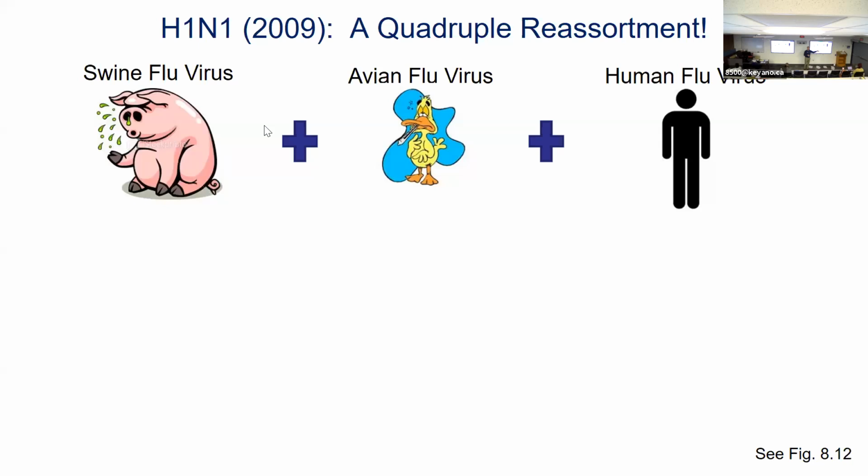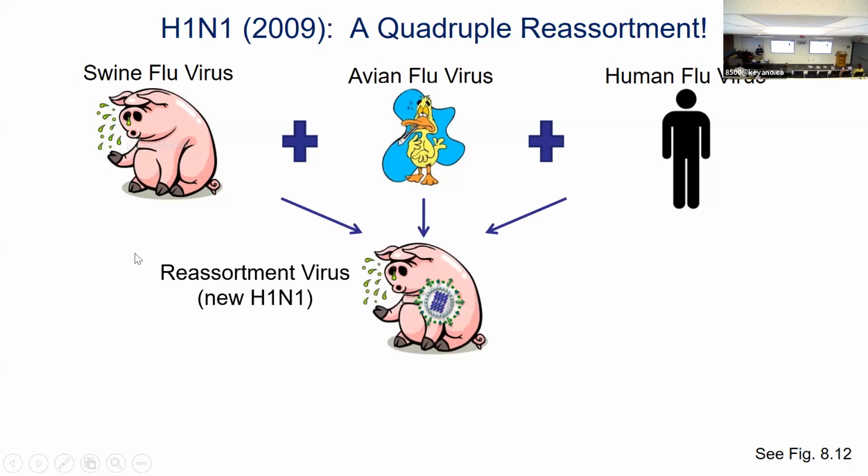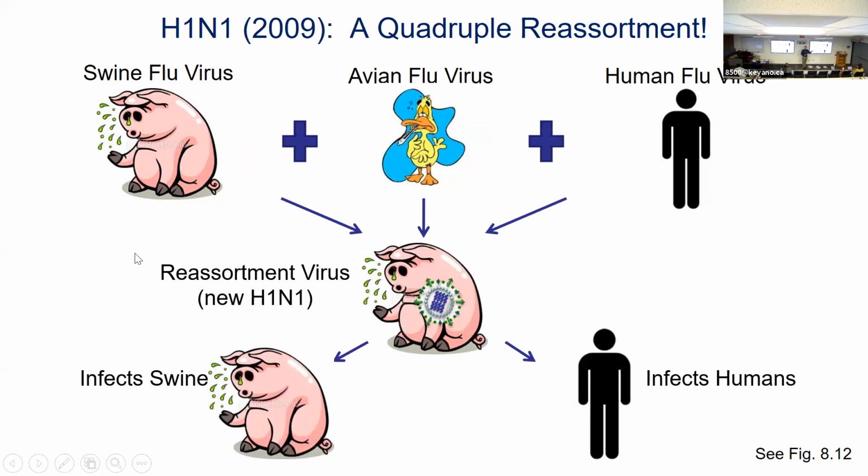This is what it looks like. You've got a swine flu virus, an avian flu virus, and a human flu virus. And this is the issue again. Like I said, you get the reassortment in the pig, and you get a new strain. That new strain is able to infect other pigs, but also humans, because humans and pigs have the same receptor. This is what happened way back in the Spanish flu in 1918, a worst case scenario where it was killing millions of people.